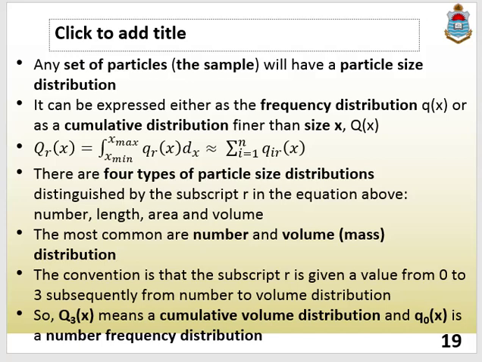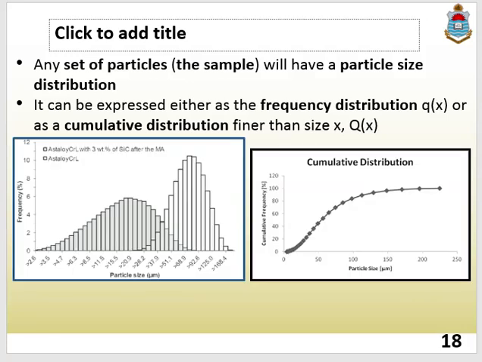So in frequency distribution we take each size range individually and we discuss the number of particles, length of particles, area of particles or volume of particles in that particular size range, and from there we get the frequency plots like this one being shown on the left side.